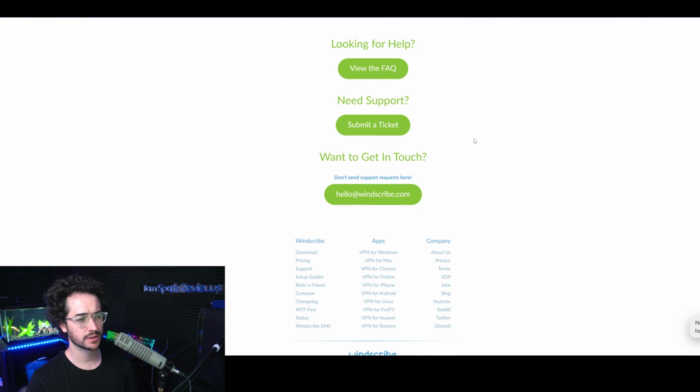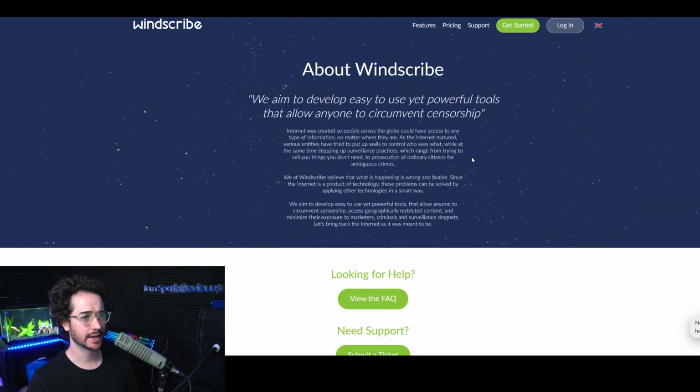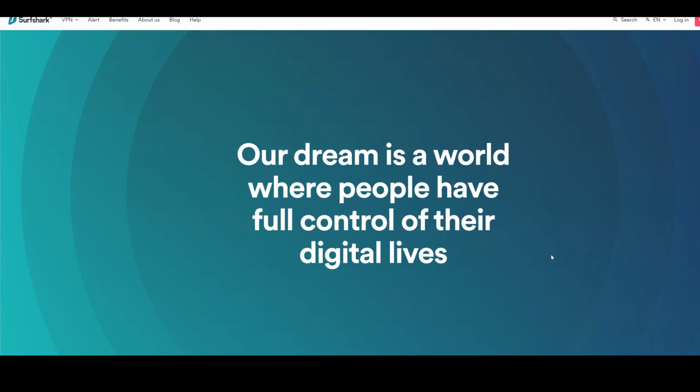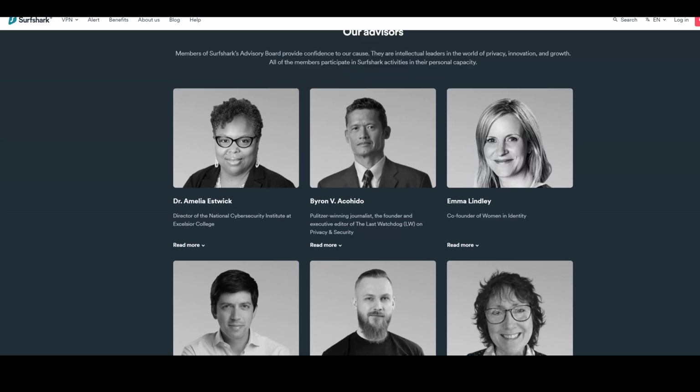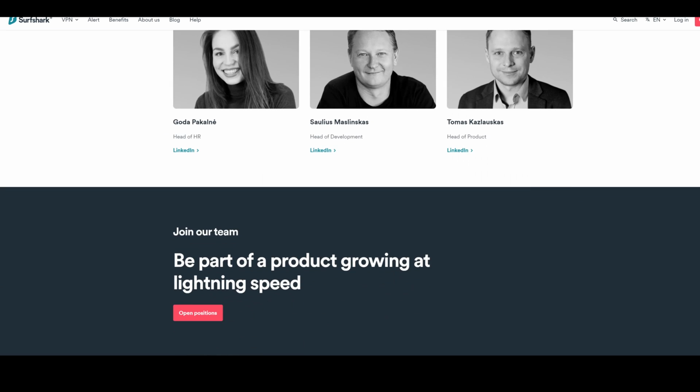I know they've gotten offers in the past, but they haven't sold out to date. I would like a little bit more transparency on the website here, listing out some of the employees and company management. I think Surfshark does this really well, listing out all the employees and different things about that.